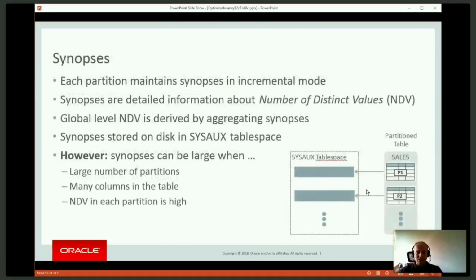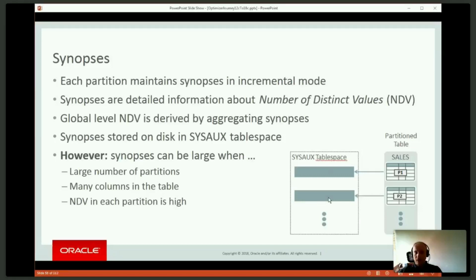So just to really reiterate, each partition has a synopsis. We maintain information on the number of distinct values, and we then can derive a global number of distinct values from each of the synopses. They're stored in the SYSAUX tablespace, but there is a caveat with that. If you have a very large number of partitions, lots of columns in the table, and the number of distinct values for all the columns in the partition is very high, you can end up with a lot of data stored in synopses. So one of the things you might have seen, if you've ever tried or are using incremental, is that quite a lot of space can be consumed in SYSAUX.